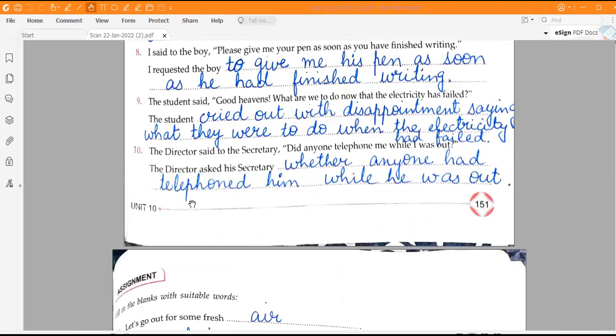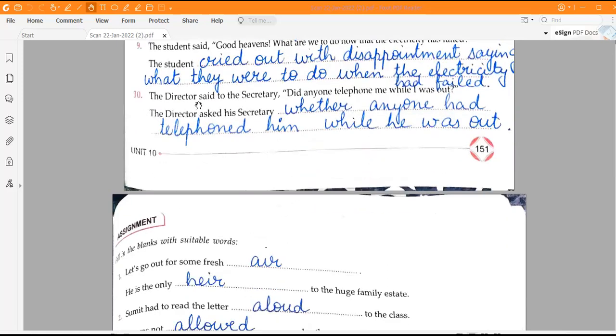Tenth one: the director said to the secretary, "Did anyone telephone me while I was out?" The director asked his secretary whether anyone had telephoned him while he was out.